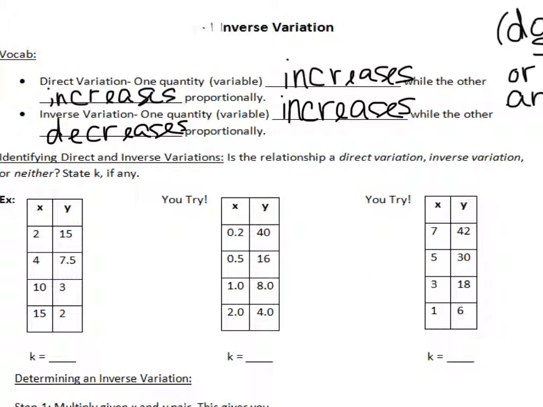If there is no relationship by multiplying or dividing, then it's not either of these variations. It doesn't mean that there's not a pattern, it's just not specifically called direct or inverse. So our first set of directions say to determine if it's a direct variation, an inverse, or neither. If it's direct or inverse, then we need to find k. If it's neither, then we don't have a k value because there's no proportion. So k is what you're multiplying or dividing by. So in our warm-up, k was 2 for the first problem, and k would be 3 for the second one.